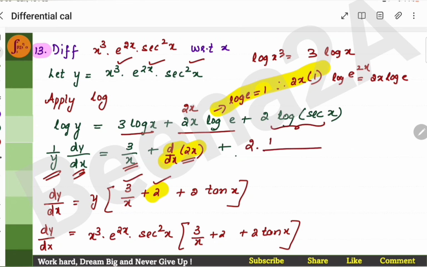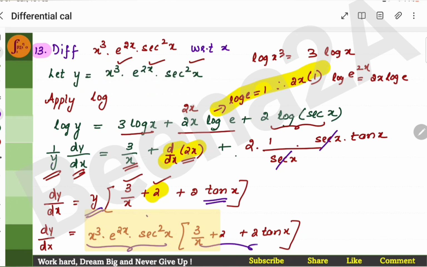The derivative of log x is 1 by x. Instead of x I have secant x. What is the derivative of secant x? It is nothing but secant x into tan x. Now secant x and secant x will get cancelled. So I'll be left with 2 tan x. Right? Now I shift this y here. I had y here. I shifted it here. So this is in division. It became multiplication. Now what is y? y is nothing but this entire expression. So instead of y, put this entire expression and you get the derivative.